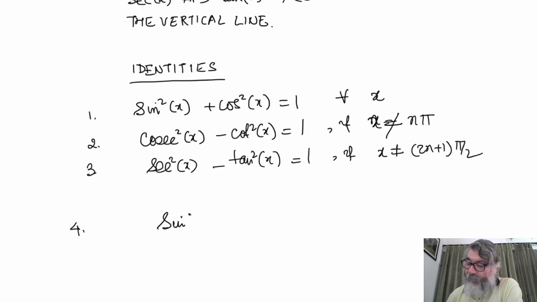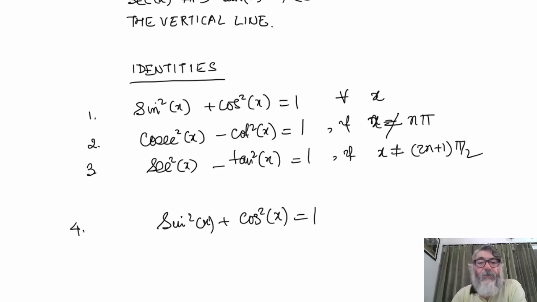sin square x plus cos square x is equal to 1 is true for all x. I'm not writing true for all x because it is accepted. Now, sin square x can also be written as 1 minus cos square x.